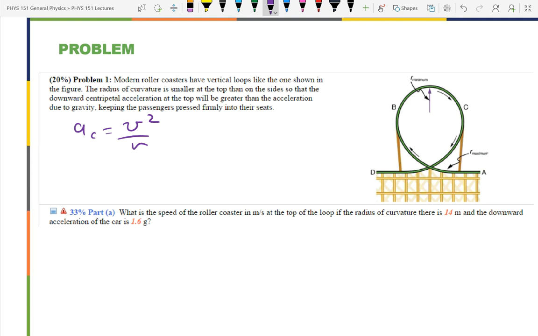Keeping the passengers pressed firmly into their seats. What is the speed of the roller coaster in meters per second at the top of the loop if the radius of curvature is 14 meters and the downward acceleration of the car is 1.6 g? Okay, I'll put it as y, and then we'll write it differently. Remember g, what is g? 9.8 meters per second squared.